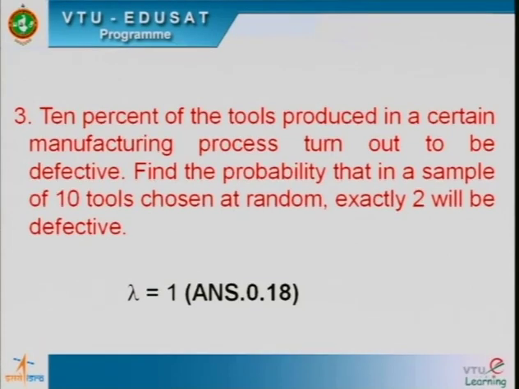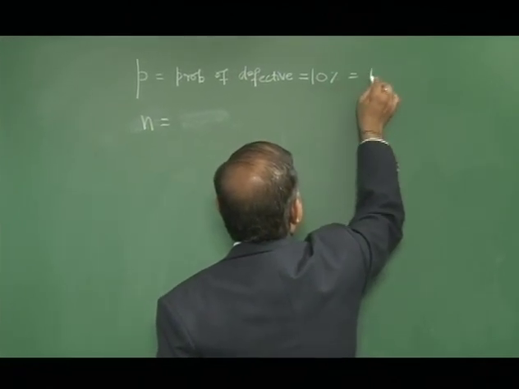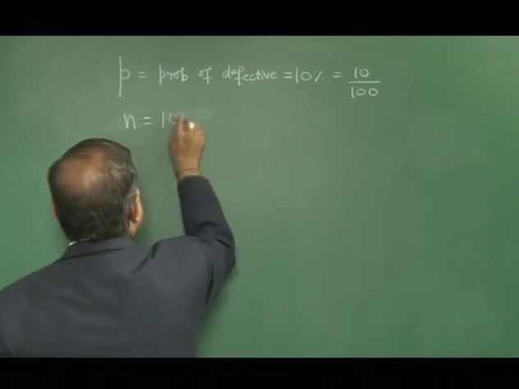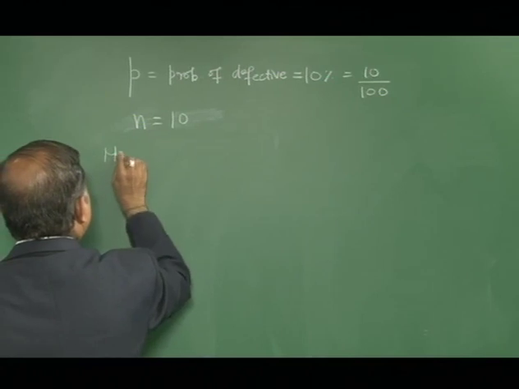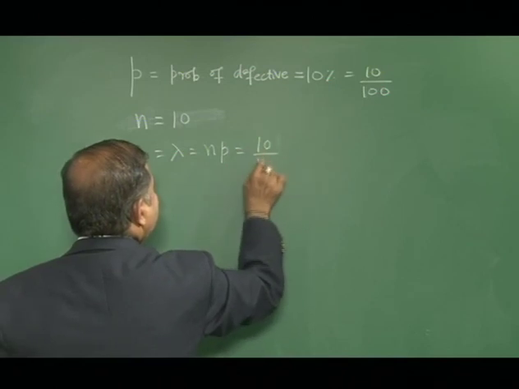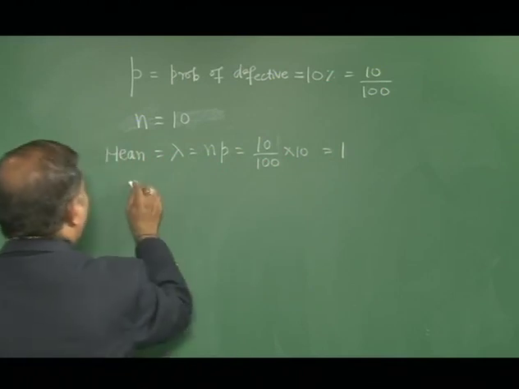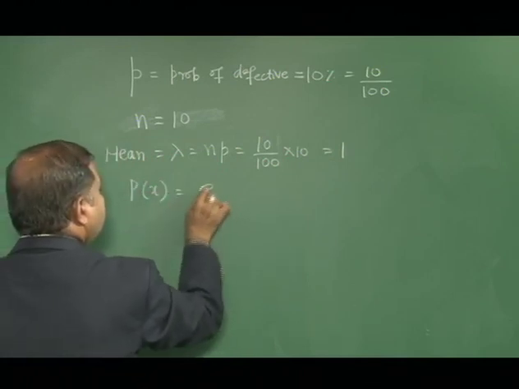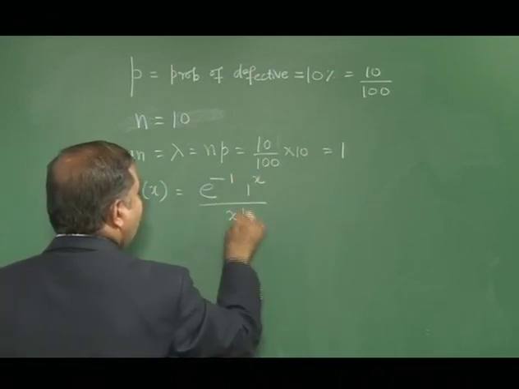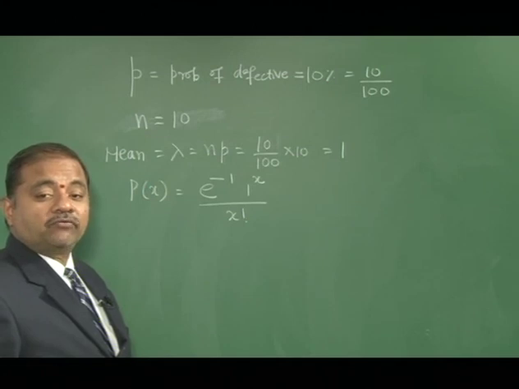So, what is my P again? Probability of defective 10%. That means 10 by 100. We are writing very clearly. Okay. Then N value is 10. So, mean again lambda is NP, 10 by 100 into 10. Therefore, my mean value is 1. What is the probability distribution? e power minus 1, 1 power x by x factorial. That's all. The question is exactly 2 will be defective.